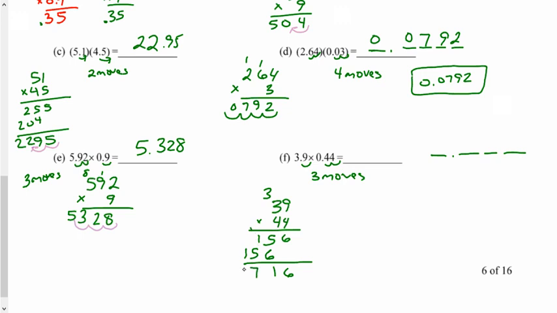That's 7 and 1. Now, remember, when I go to fill these in, I'm going to have 6, 1, 7, 1. Right? Or you could think of moving this back 3 places, and that gets us our 1.716. And that's it. That's multiplying decimals. Okay? So make sure you get some practice in this.